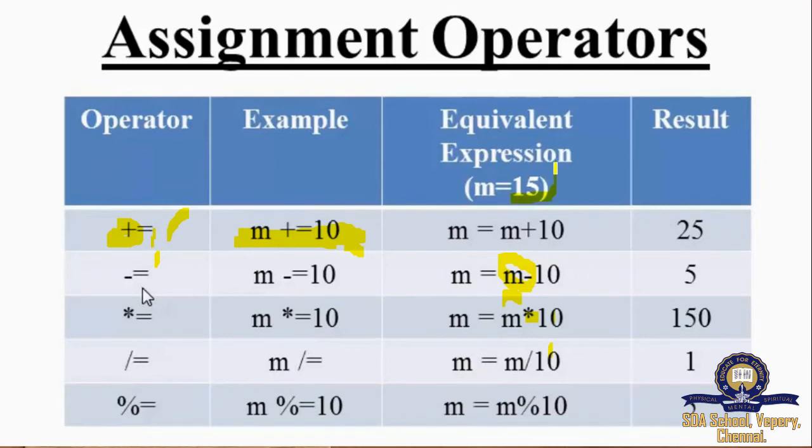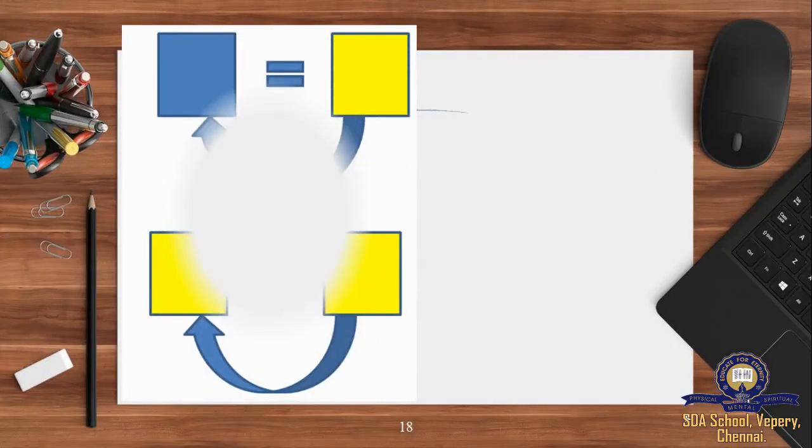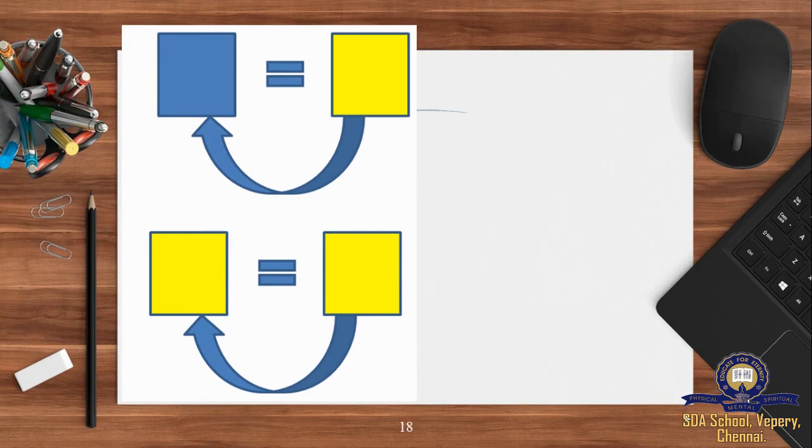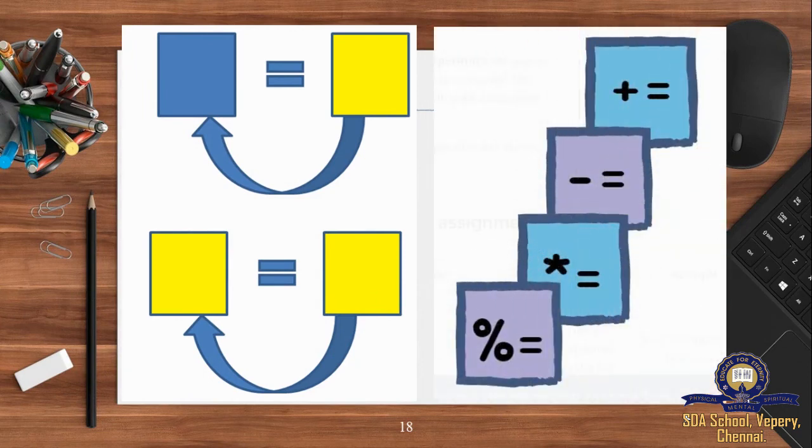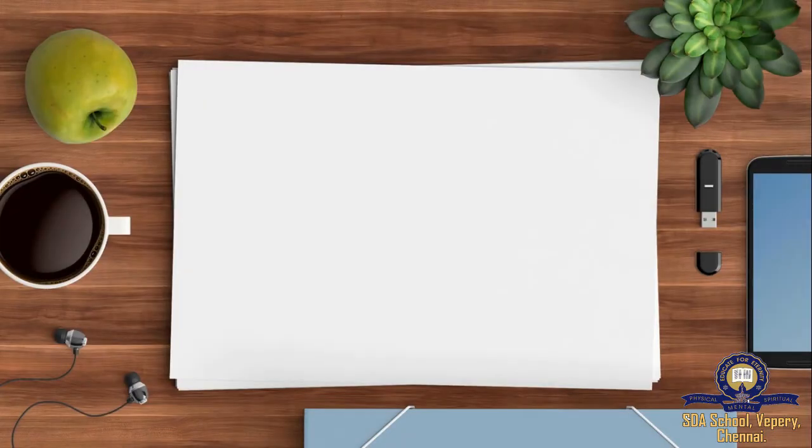Suppose your value is 15, and that 15 will be substituted here, and the final result is given here. This is our assignment operators. So right side operands will be applied to left side. It is called assignment operators. Plus equal to, minus equal to, asterisk equal to, modulus equal to. Keep this in your mind.